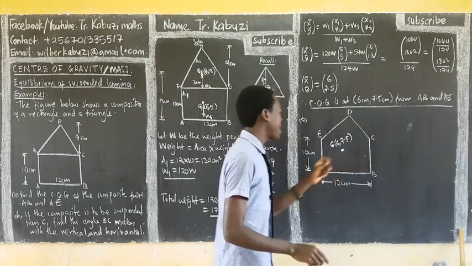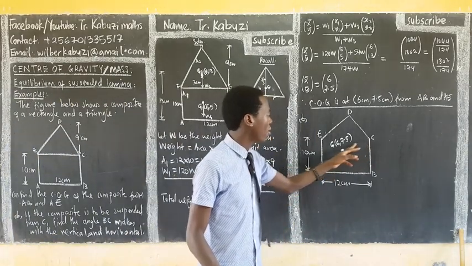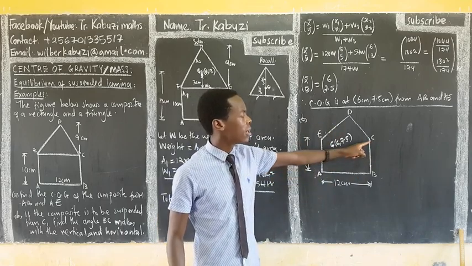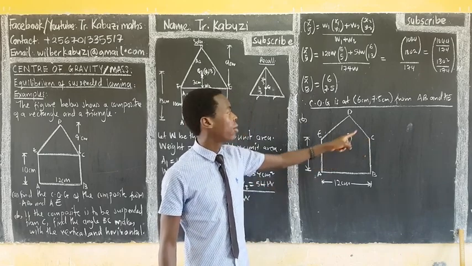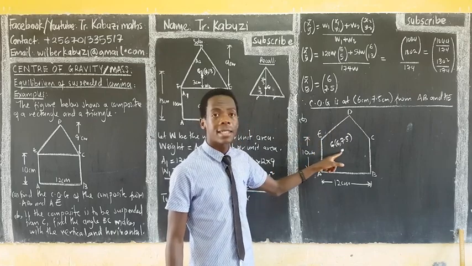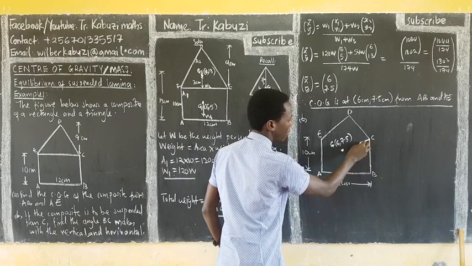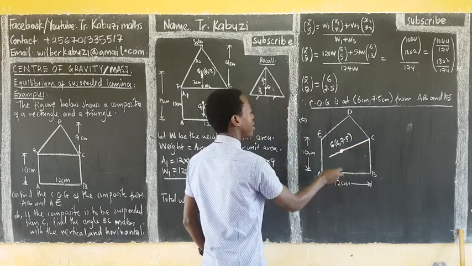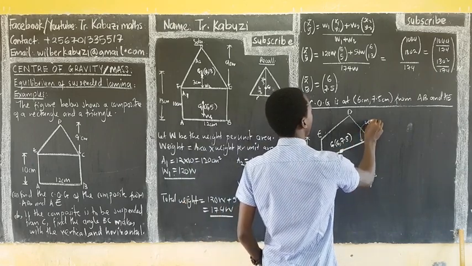So they are suspending it at C, and then they want us to get the angle. The vertical makes it horizontal. But the question is, how do we find the vertical? The vertical is always from the point of suspension through the center of gravity of the wall. So the center of gravity is here. To get the vertical, I go from the point of suspension through the center of gravity, as you see there. So this one will be my vertical.